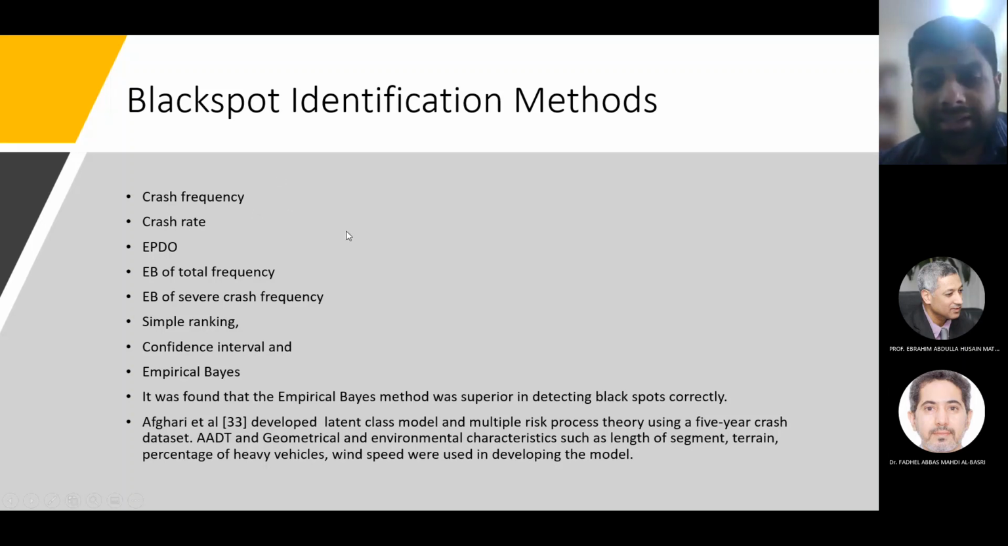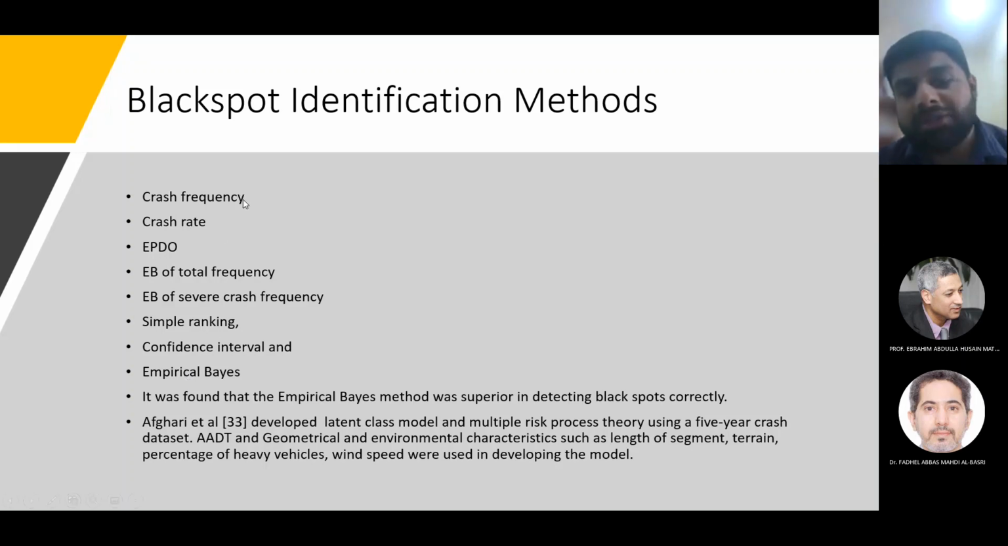Okay, crash frequency, that is number of crashes per year; crash rate, calculating crashes per number of people per vehicle. EPDO stands for equivalent property damage only accidents, so you convert all the accidents into their value. And EB stands for empirical based method, so you can apply to total frequency or only severe crashes frequency. Then some other researchers have also done simple ranking methods and confidence interval methods.